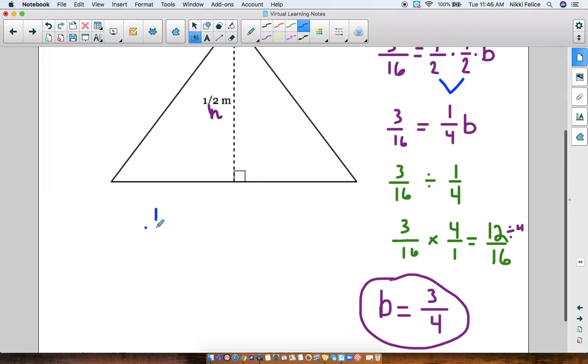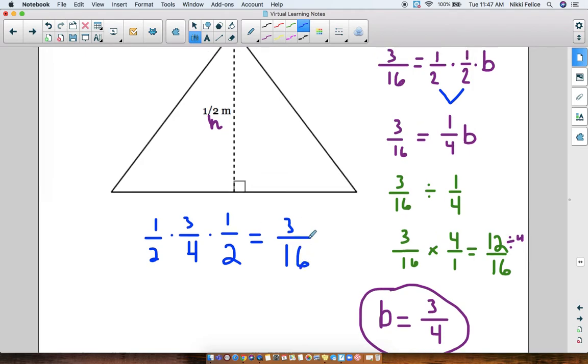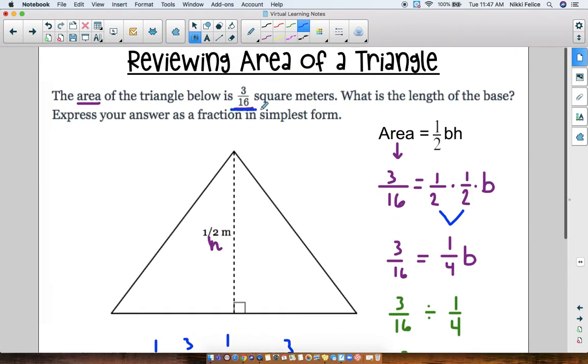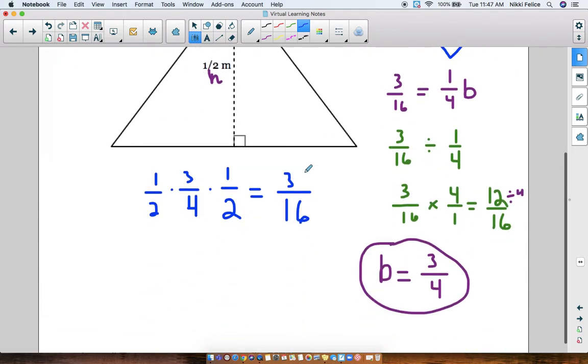So 1/2 times the base, which we just figured out, times the height, which is 1/2. Let's multiply all of these together, and it should equal our area. 1 times 3 times 1 is 3. 2 times 4 is 8. 8 times 2 is 16. 3/16, which is the exact same area that we started with, so we know we did it correctly. The base is 3/4.